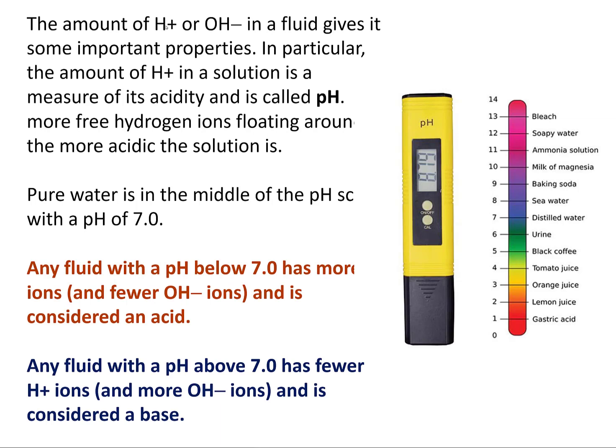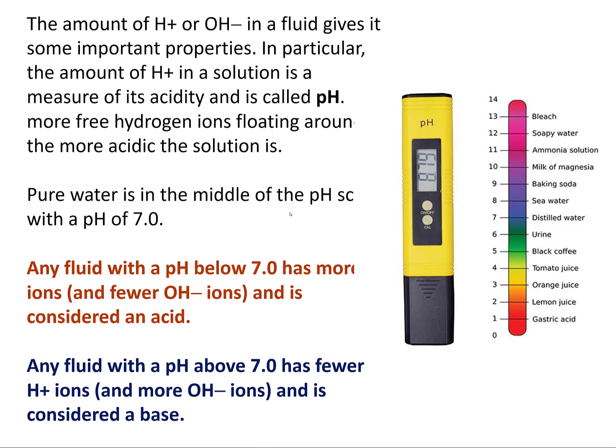So the amount of hydrogen or hydroxide ions in a fluid gives it really important properties. The concentration of the hydrogen ion in solution is a measure of its acidity. I'm kind of rephrasing everything I've talked about, and we call this pH. More free hydrogen ions floating around, the more acidic the solution is.